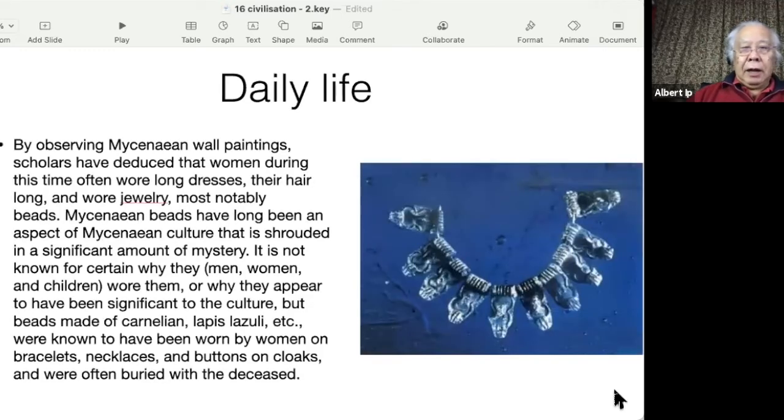Daily life. The picture on the right is a necklace made out of a ceramic material. The beads and the wire here, I don't know whether it's the original wire, but it probably is a kind of metal wire to thread them together.